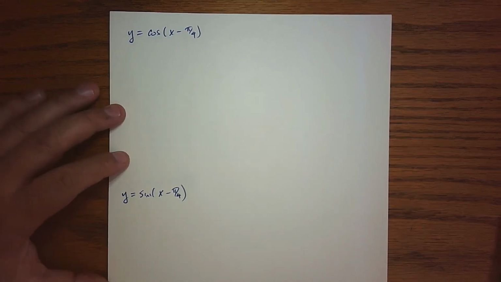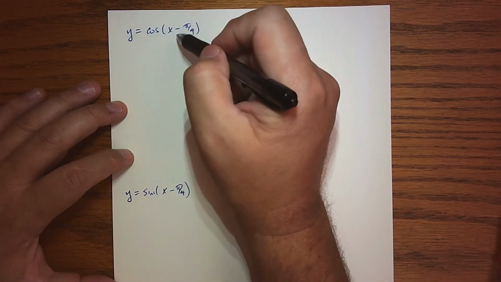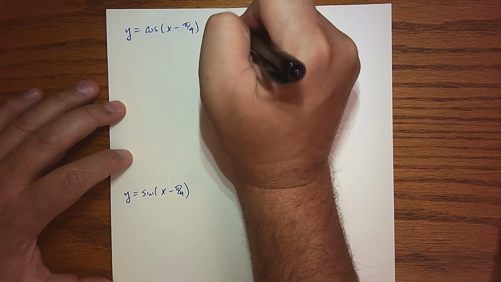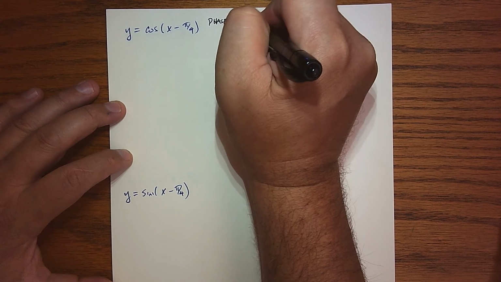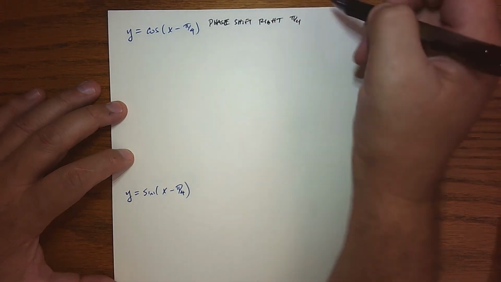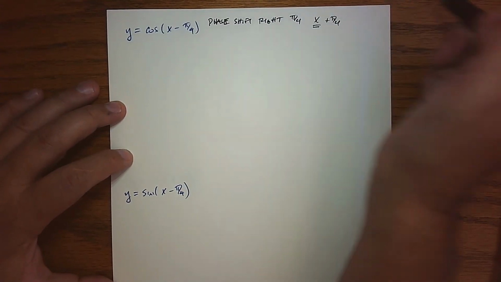Okay, so let's work a little bit more with the phase shift. You'll notice again in this case, what we have is negative pi over 4. So we're expecting a phase shift to the right, pi over 4. What this means in practice is all our x values, we're going to be adding pi over 4 to them.